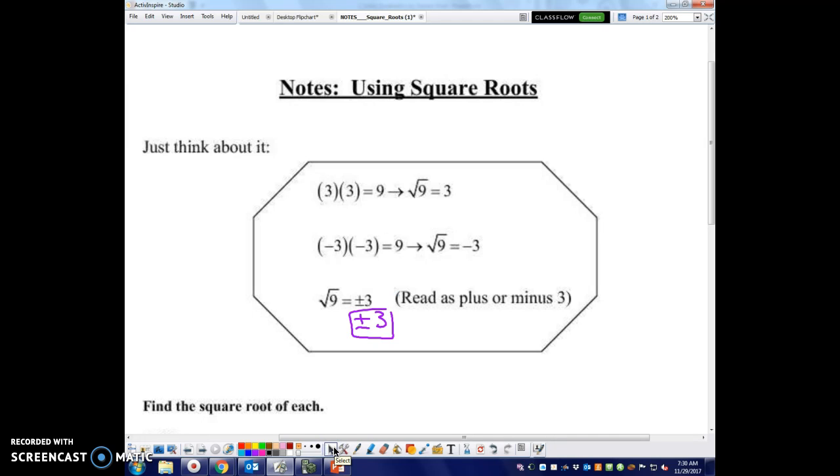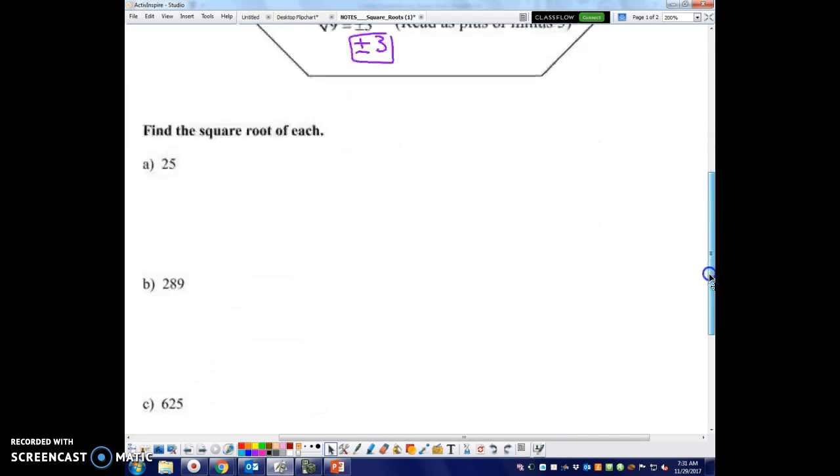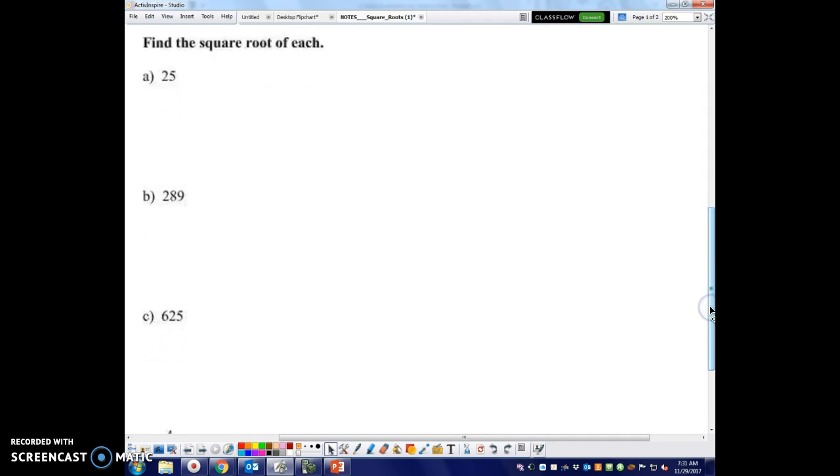So let's move down. We're going to do some of these examples together. So we're going to find the square root of each of these. So the square root of 25 is what? Not just 5, but it's plus or minus 5. Okay? So the square root of 289 is what? Type it in, square root of 289. What is it? Plus or minus 17, right?